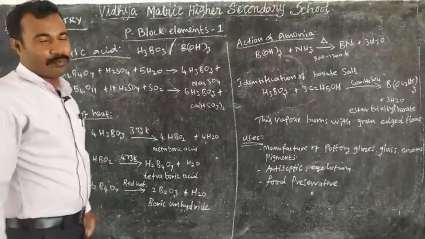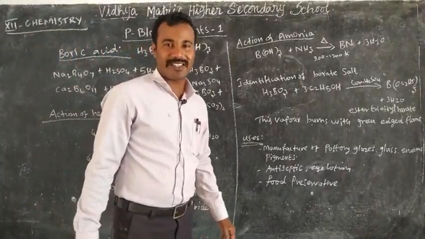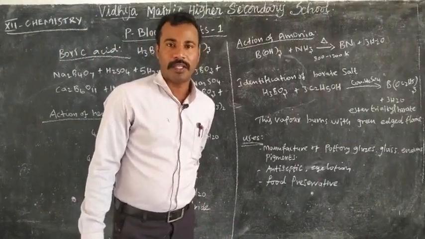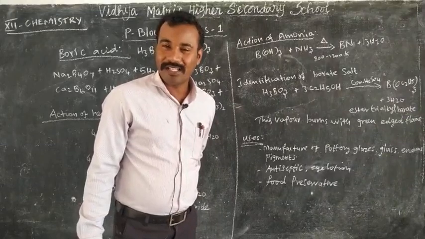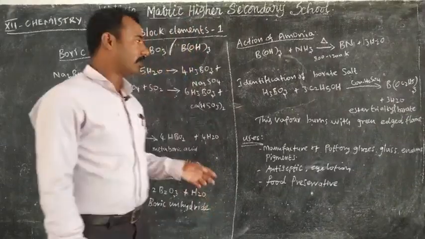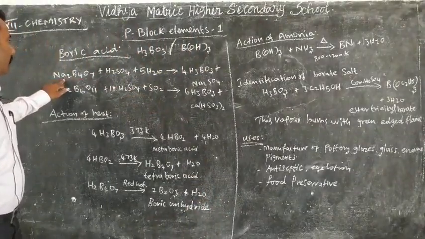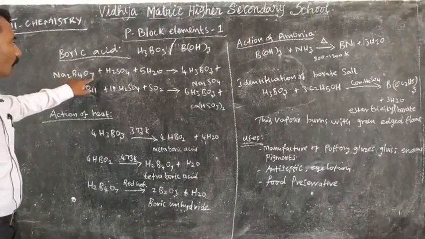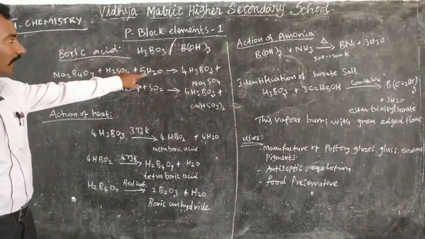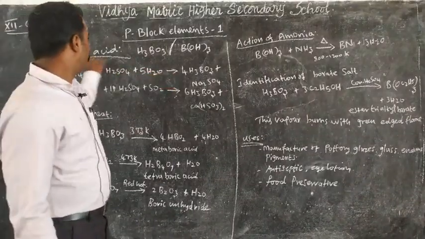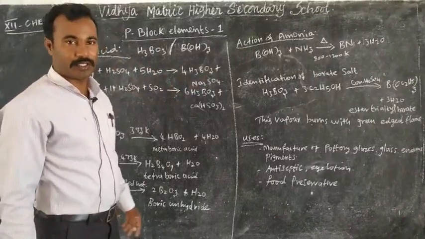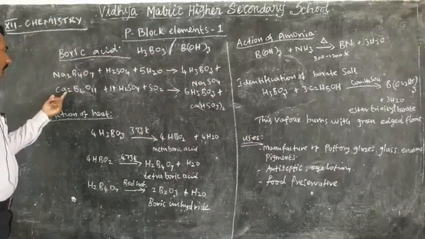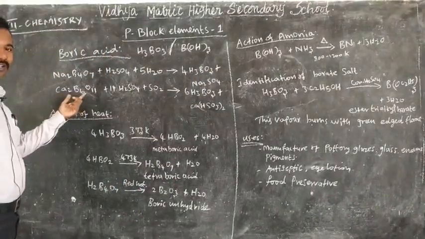How to prepare boric acid? Write any two methods of preparation of boric acid. They are asking two or three more questions. Okay, how do we prepare boric acid? Write two preparations. Okay, listen. Na2B4O7, that is borax, reacts with sulfuric acid and water molecule to form boric acid, H3BO3, and the remaining is sodium sulfate. The next one, Ca2B6O11, colemanite ore.